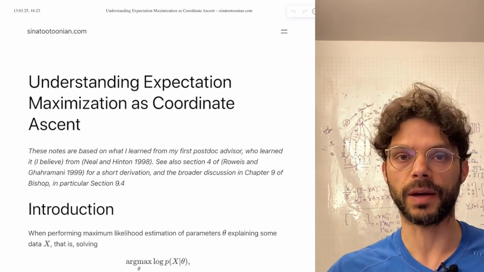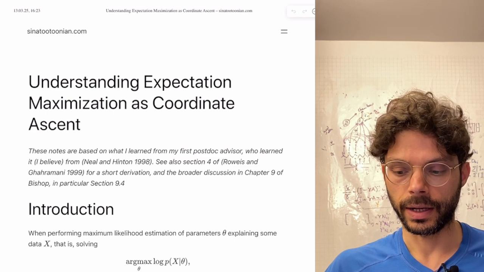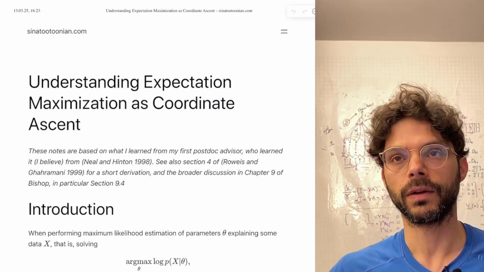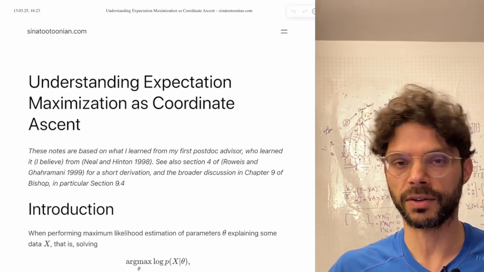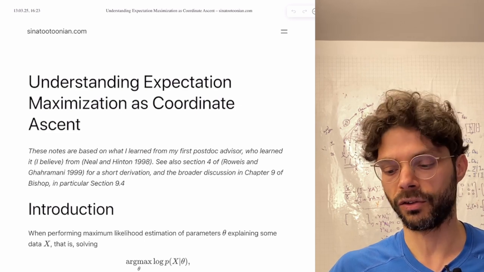Now, expectation maximization is a very powerful algorithm. You'll see it all over the place. But I found that when I first learned about it, it just seemed a bit mysterious. Like I could kind of follow the logic of it, but I didn't really feel like I understood it.